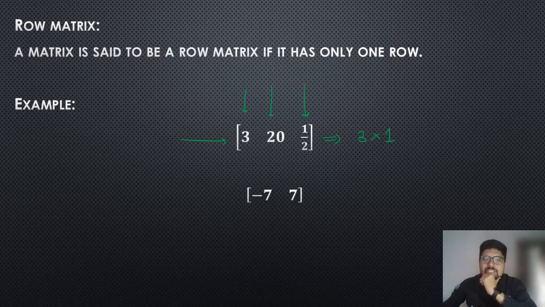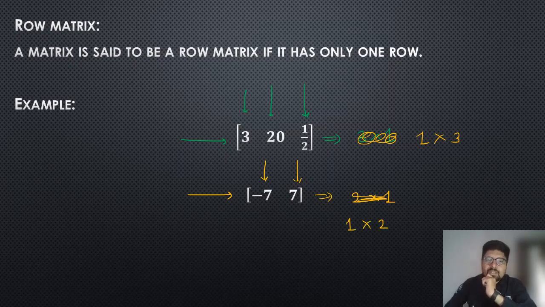Now you can see there is a single row and two columns, minus 7, 7. So order of this matrix will be, sorry, this will be one row and three columns for the previous one. This will be one row and two columns. Let's move on.